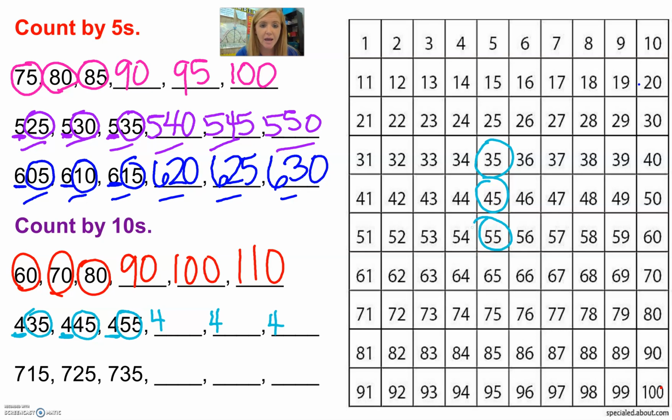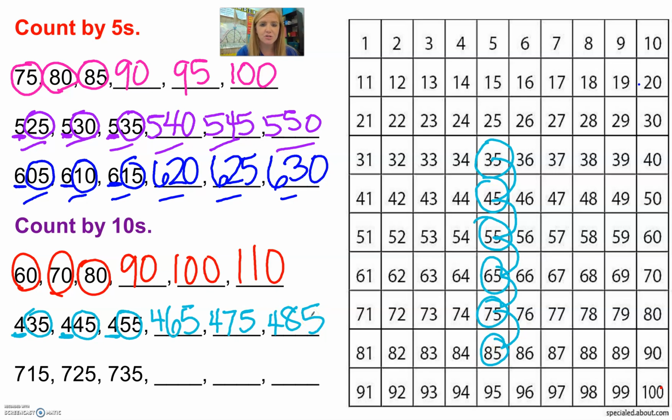Do you see the pattern? Yes, it is going straight down, one column, straight down. I have 35, 45, 55. If I want to add 10 more, I'm just going to continue down the column. 65, and I'm going to plug it in. Keep going. 75, plug it in. Keep going. 85, plug it in.